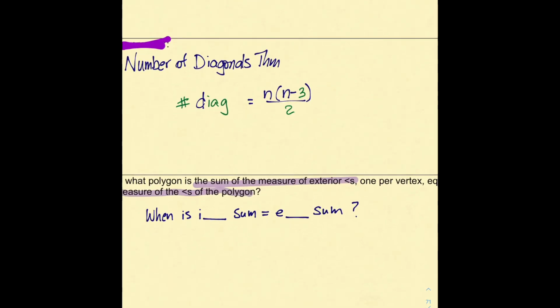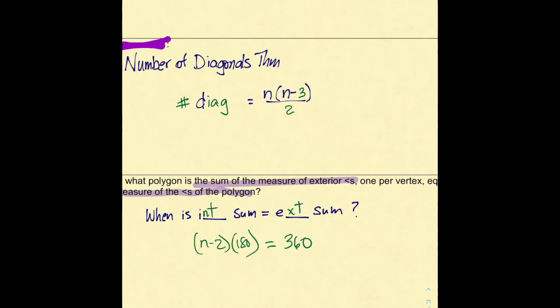So I want the interior sum equal to the exterior sum. You could do this by trial and error, but we could also do it with a little formula. We know the exterior sum is always 360. We know the interior sum, if I go back to my formula, is n minus 2 times 180. And now I say solve this, and this will tell me how to get that.